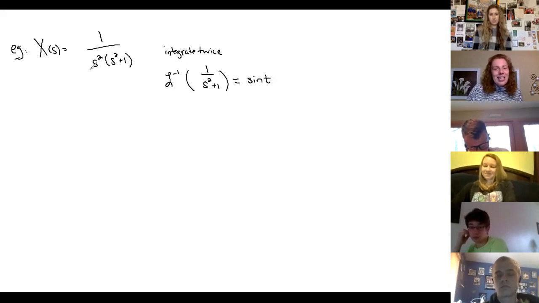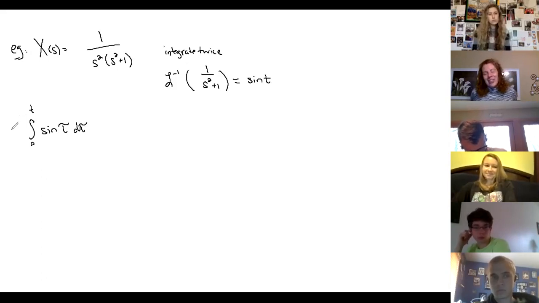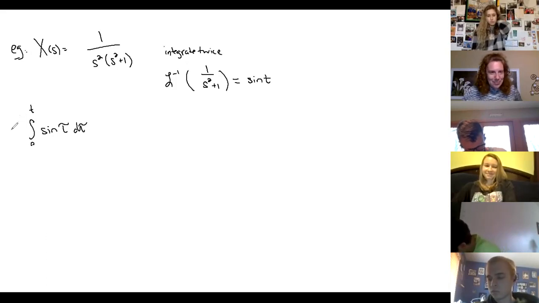That also means that I can't just write down little x of t equals, because I've got to integrate twice. So we're just not going to label stuff. We're going to go with integral from 0 to little t sine of tau d tau. That's my first integral. That's my intermediate step. That's not equal to anything, and I am not putting another integral out in front. We're just going to do this twice. You should be able to do that. Do that integral, see what you get, and then we'll do it one more time.